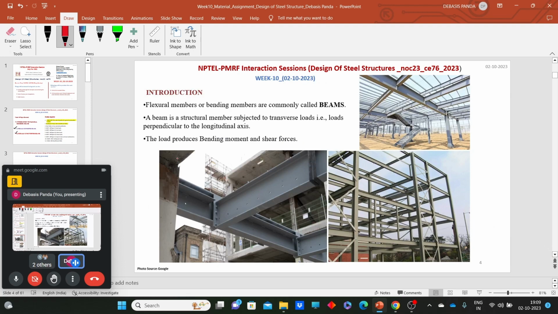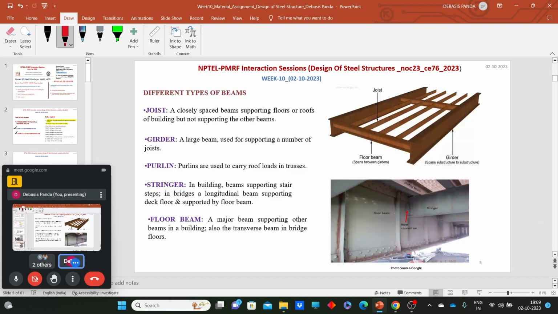What I have discussed here is that a flexural member, which we commonly call a beam in a steel building, is subjected to transverse loading. The transverse load will produce shear force and bending moment and all those things. You can read them out. Now, what should be the mode of failure?